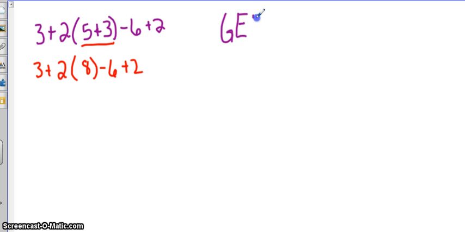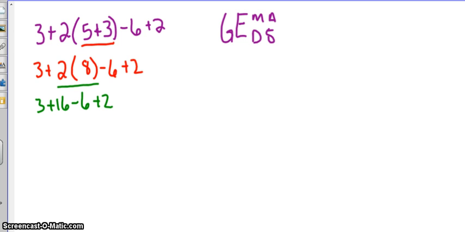So now we're going to look for multiplication and, whoops, that's a line. I need to write a D, not a line. And division in order from left to right. So I'm coming here, and I see that there is a 2 times 8. So I'm going to solve that first. 3 plus 2 times 8 is 16, minus 6 plus 2. Okay, and there are no more multiplication or division, so we're going to move on to addition and subtraction in order from left to right.